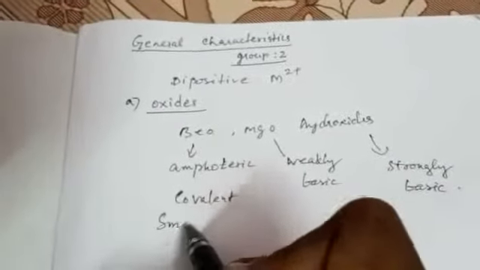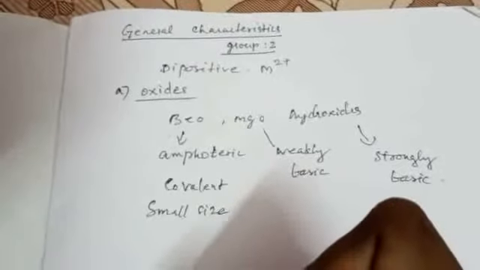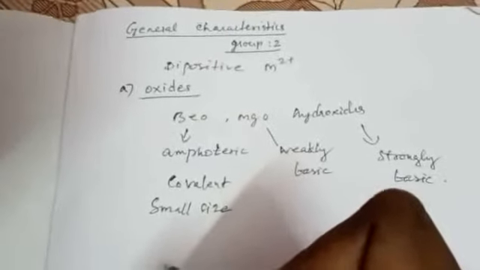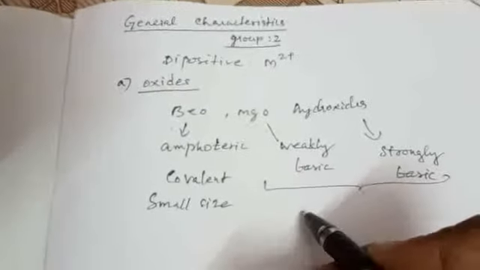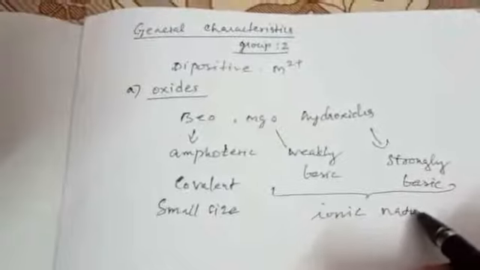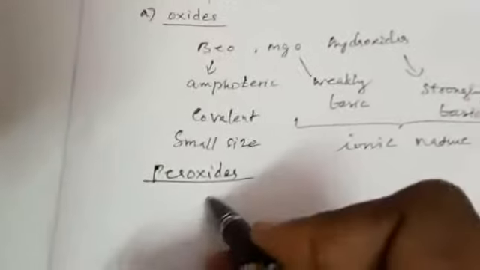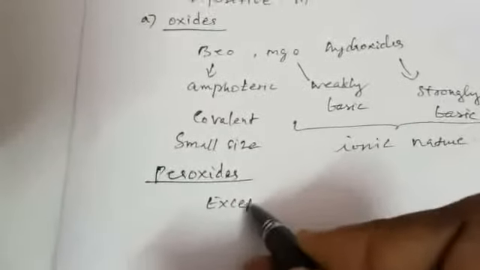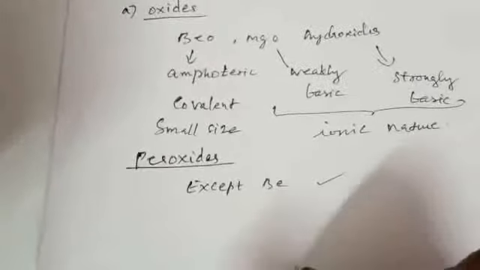Beryllium oxide is covalent because of the small size of the element, beryllium 2 plus, while the other oxides are ionic in nature. Other oxides also form peroxides except beryllium. All the remaining form peroxides.